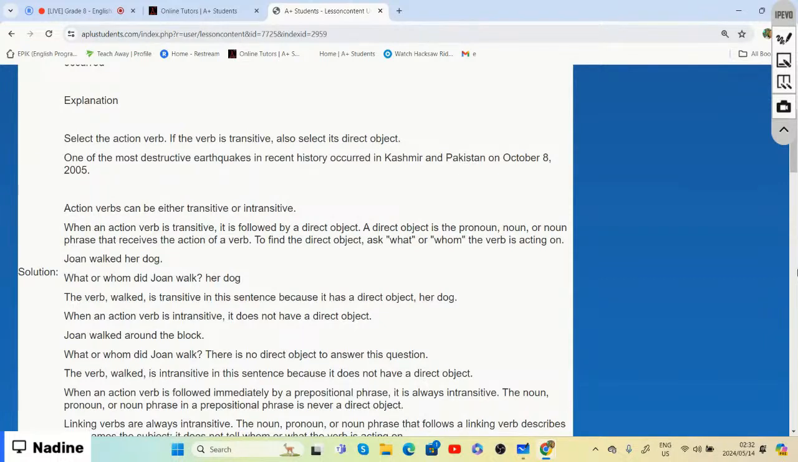So a direct object is a pronoun, noun, or it can be a noun phrase that receives the action of the verb, right? And in order for us to find the direct object, we can either ask ourselves what the verb is acting on or whom the verb is acting on, right? So it is followed by a direct object. It tells us either what or whom the verb is acting on.